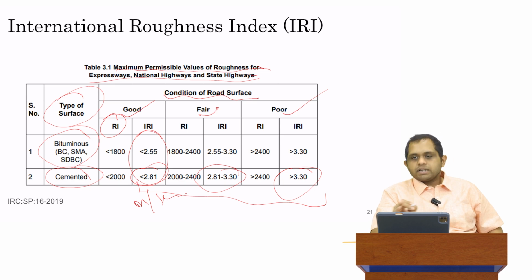So IRI is an empirical term. It was developed by the World Bank. It's quite an old metric actually, but it is very, very useful because it's very sensitive to ride quality. So you can very accurately quantify ride quality using IRI, and that's why all over the world it is still used in practice.